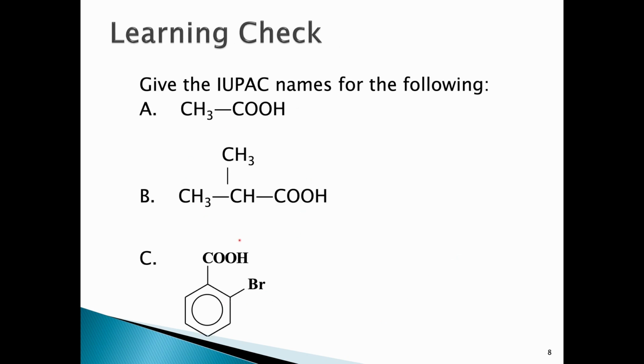So we went through naming these carboxylic acids in class. The first one was your ethanoic acid, the second one was your 2-methylpropanoic acid, and your third one is your 2-bromobenzoic acid or your O or your ortho bromobenzoic acid, because your bromo group is on the 2nd carbon.